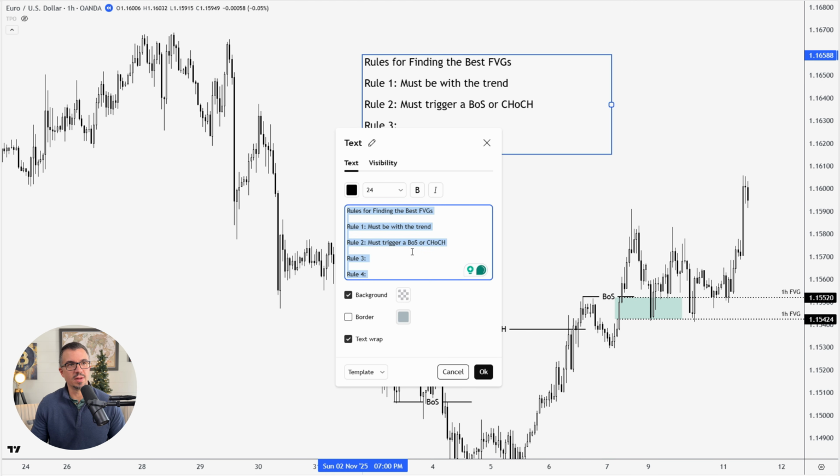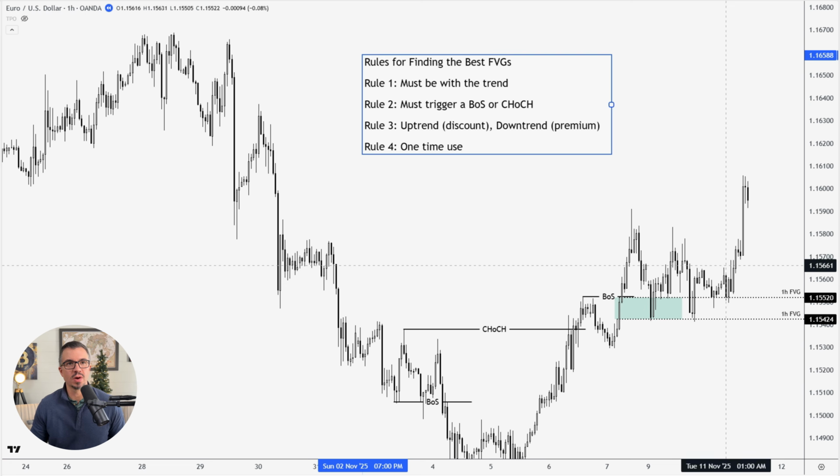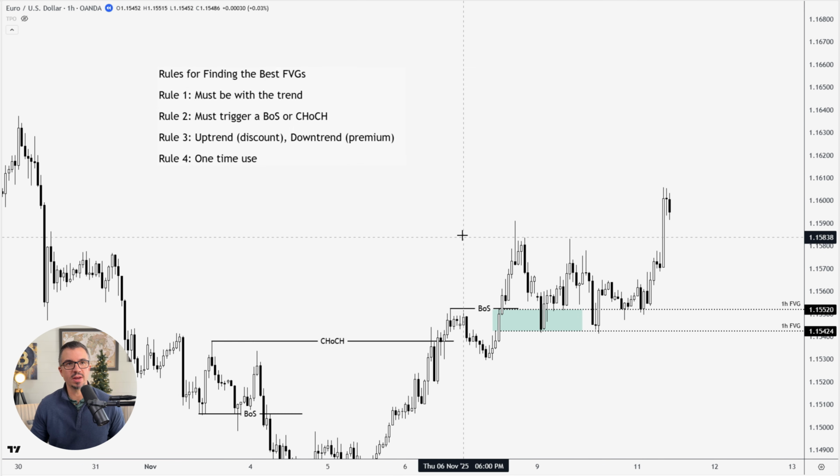So let's map out the third and fourth rule. So as we discussed, in an uptrend, okay, it must be in discount. And for a downtrend, it must be in premium. So that is our third rule. And our fourth rule here is going to be one-time use, okay? One-time use. So once it's mitigated, once it's tested, then it is no longer valid. All right, so let's play this forward now and see what we get here from the euro.